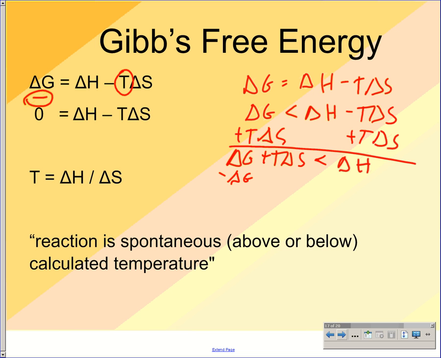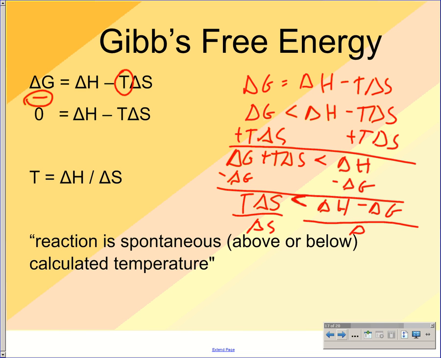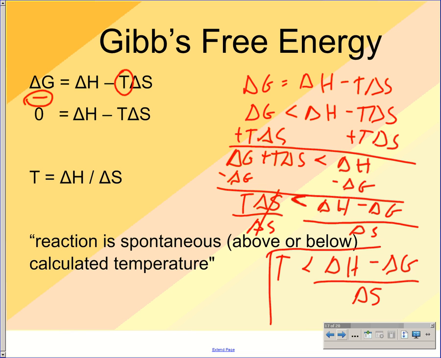There's like 3 ways you can do this. Minus your delta G, minus your delta G. So you get T delta S is less than delta H minus delta G. How do you isolate T? Divided by delta S. And this is the whole shebang over here divided by delta S. So T is less than whatever this number is. And you would have those numbers in a table or in an FRQ given to you. So that's how you solve for the temperature at which something should be spontaneous.